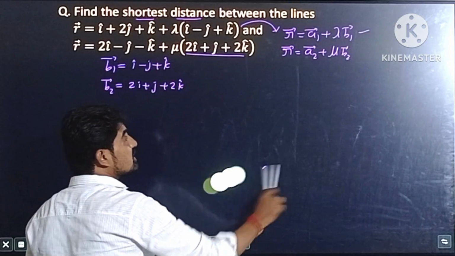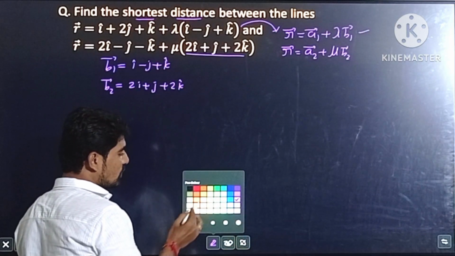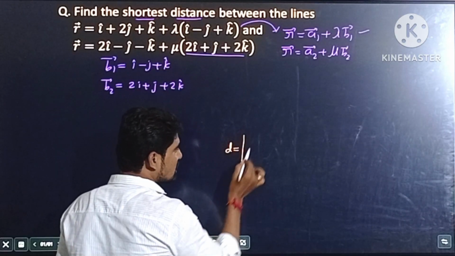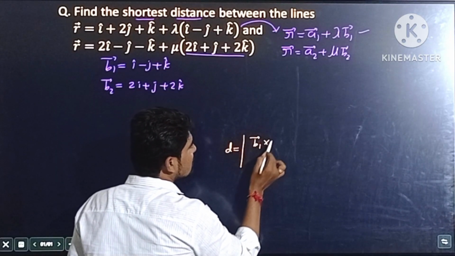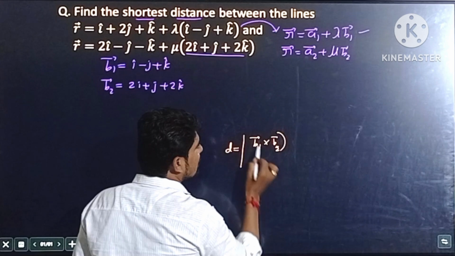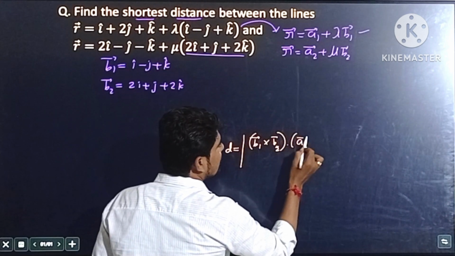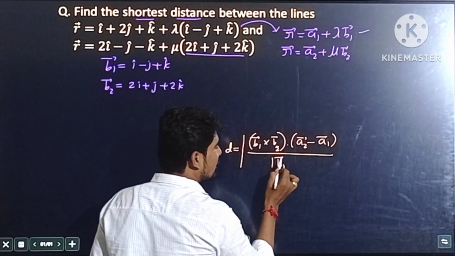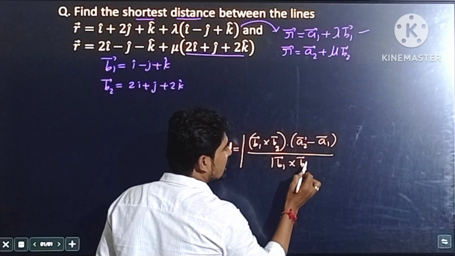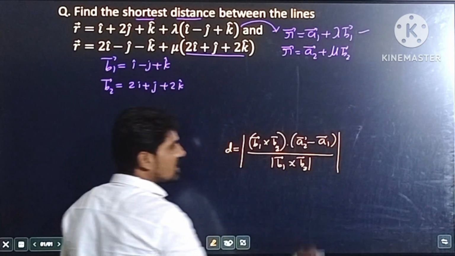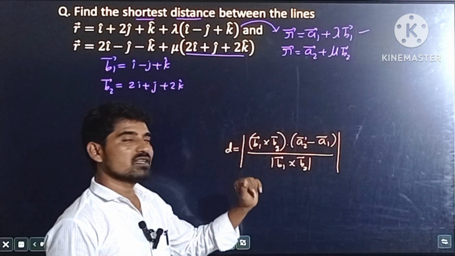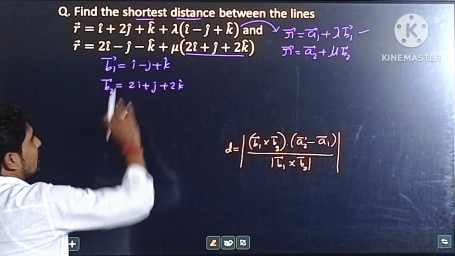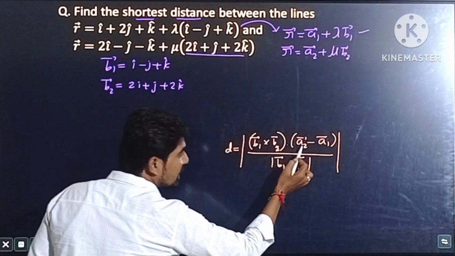And to know the shortest distance between these two lines, we know the formula, that is what? Distance d is equal to modulus of b1 vector cross b2 vector dot a2 vector minus a1 vector divided by magnitude of b1 vector cross b2 vector. So to identify the shortest distance, we need b1 vector cross b2 vector and a2 vector minus a1 vector. We already have b1 vector and b2 vector. We need a1 and a2 vectors.